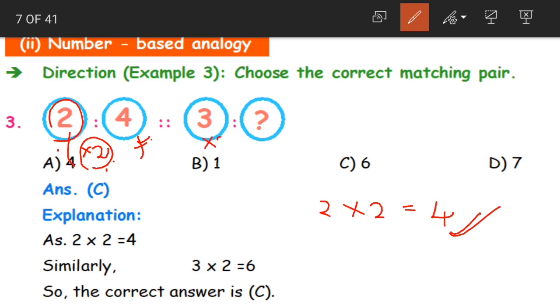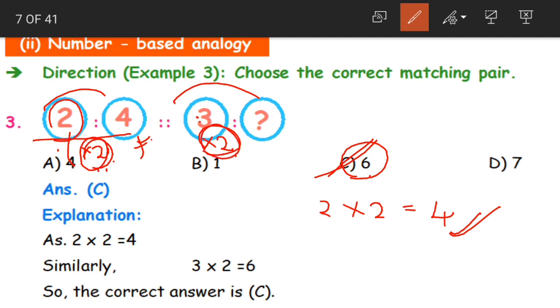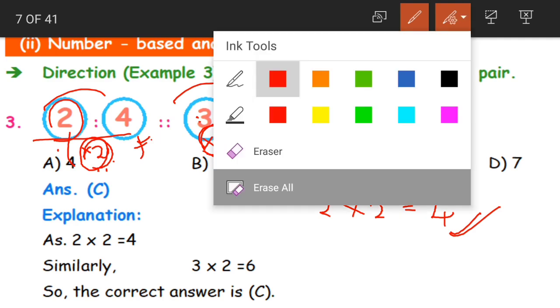Now let us multiply our 3 with 2 and see. 3 into 2 is equal to 6. We are having option C, 6 here. Understood, children? Why am I multiplying here with 2 as well? They both follow the same relationship. Both the given pairs have the same relationship. So as in the first pair we have multiplied with 2, for the second pair as well I am multiplying with 2. 3 into 2 is equal to 6. Option C, 6 is our correct answer.